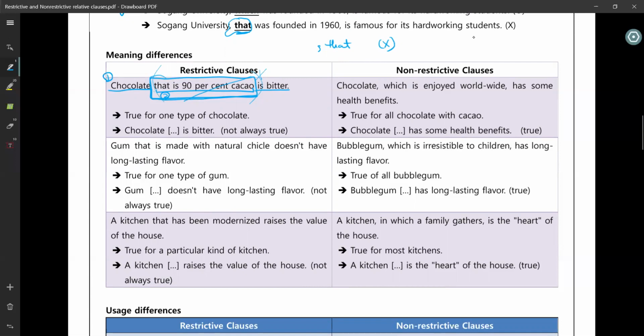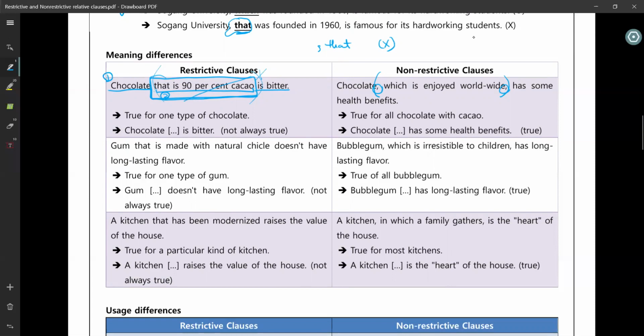But let's take a look at the example on the non-restrictive clause part. It says chocolate, comma, which is enjoyed worldwide, comma, has some health benefits. So let's just take this out for a moment and say chocolate has some health benefits. Is this true? Yeah, that's the original point. That's the original intention of the writer. That's all he wanted to say. He just added a little bit more detail saying, chocolate is being enjoyed by everyone worldwide.